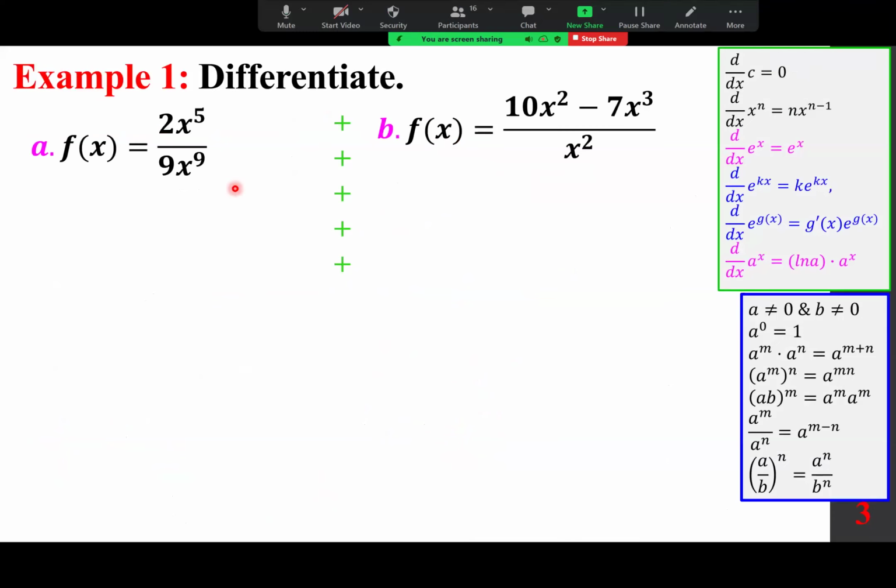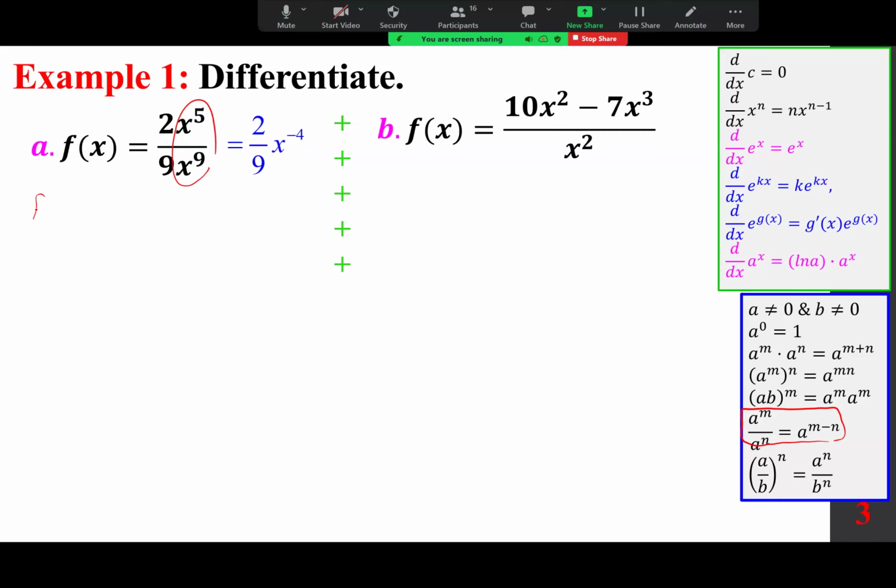We want to differentiate this, and the very first thing is to notice x to the power of 5 over x to the power of 9. We can use the quotient rule and make it x to the power of minus 4.